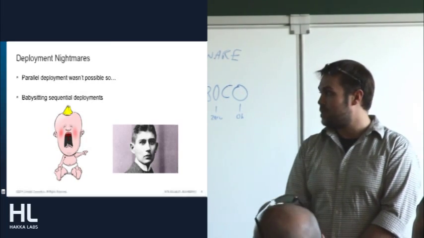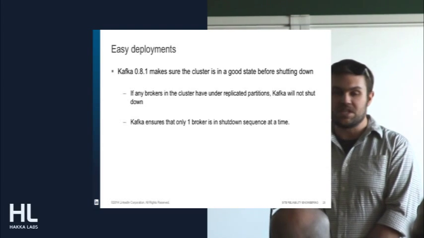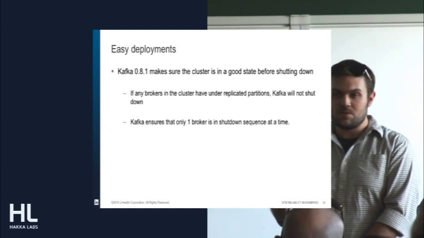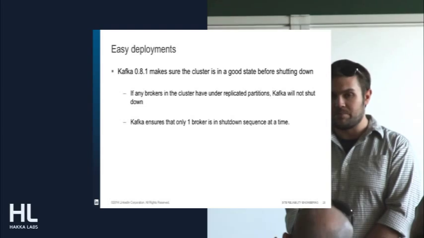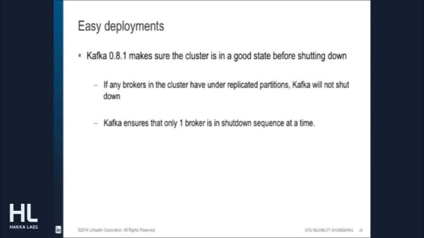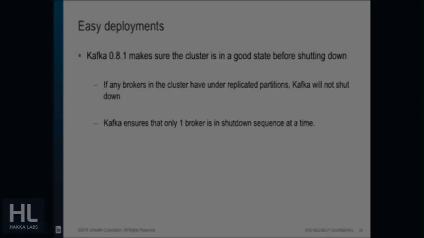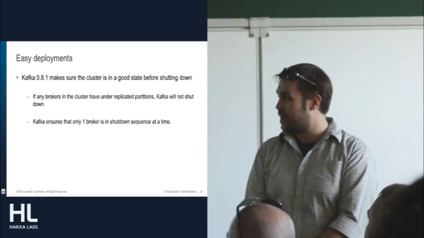What we were able to do is influence the developers to ensure that only one broker was ever offline at a time. So if we issued a parallel stop to the entire Kafka cluster, only one of the brokers would shut down, because before they shut down, they checked the health of everyone else in the cluster to ensure that they're up and functioning, and then one of them would be elected to shut down. We did spend a lot of time babysitting sequential deployments until we got this new feature added.